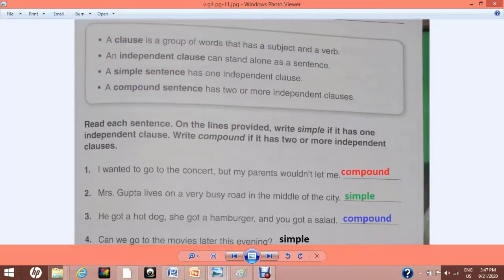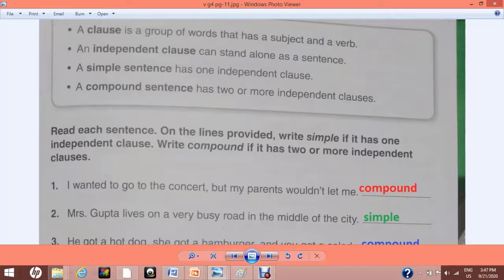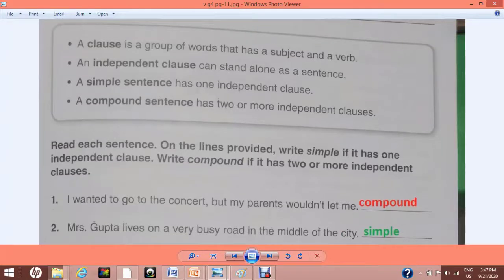Before we solve the exercise, it's better to have a brief introduction of the question and topic. A clause is a group of words that has a subject and a verb. An independent clause can stand alone as a sentence. A simple sentence has one independent clause. A compound sentence has two or more independent clauses.